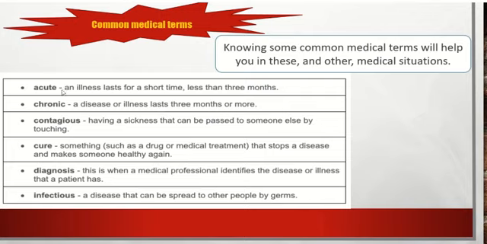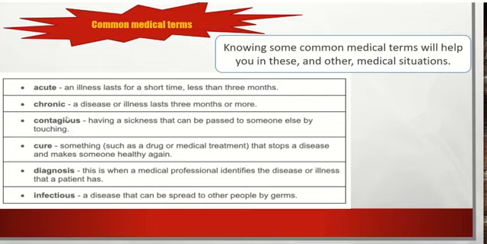What is the difference between acute and chronic? Acute, short time. Chronic, long time. Acute is less than 3 months, like coronavirus or COVID-19. Chronic, a disease or illness that lasts 3 months or more.